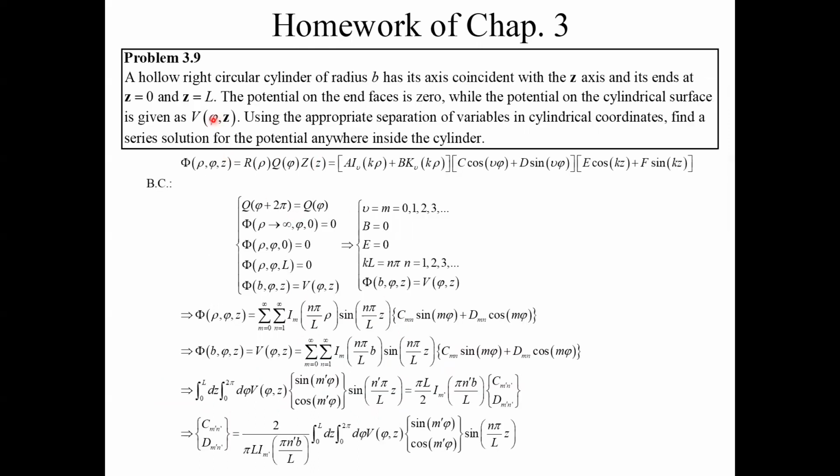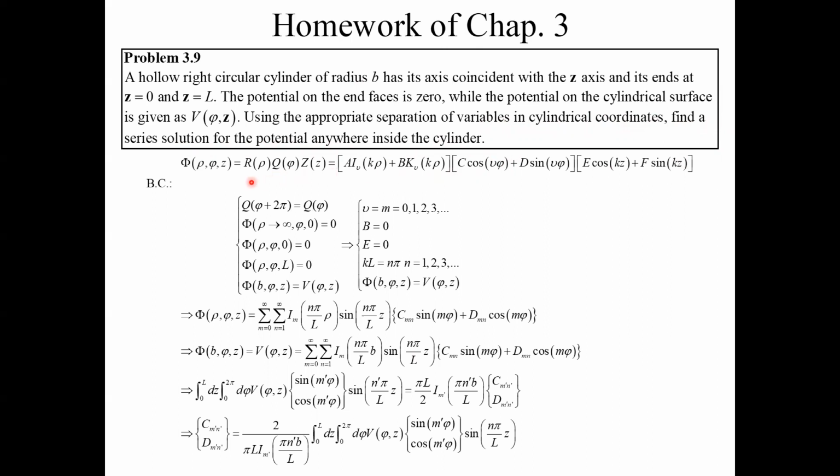And for problem 9, a hollow right circular cylinder of radius B has its axis coincident with the z-axis and its ends at z equals 0 and L. The potential on the end faces is 0, while the potential on the cylindrical surface is given as V and is related to phi and z position. Using the appropriate separation of variables in cylindrical coordinates, find a series solution for the potential anywhere inside the cylinder.